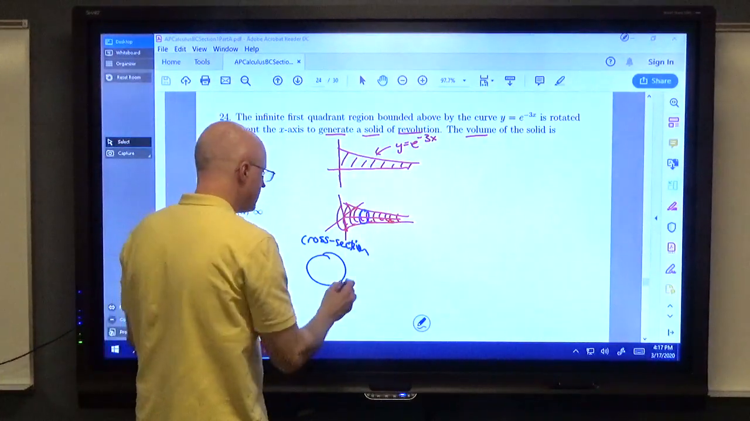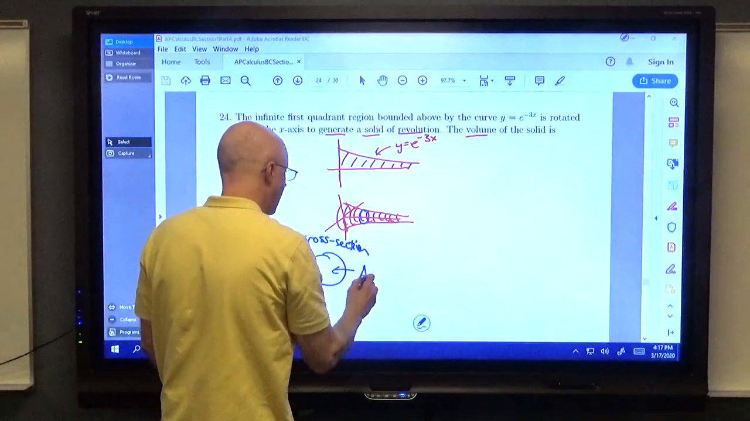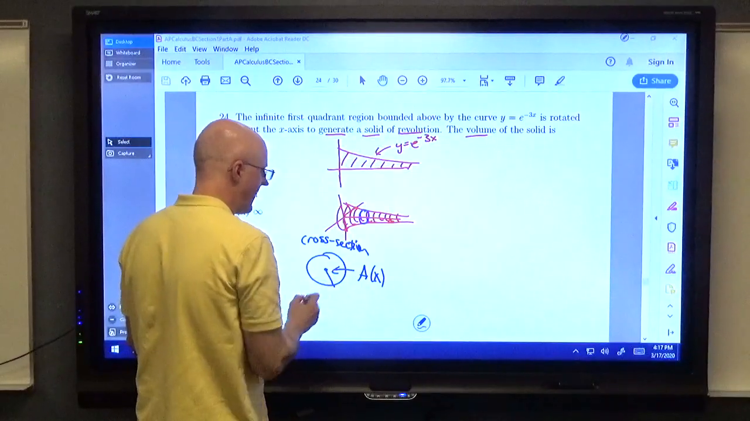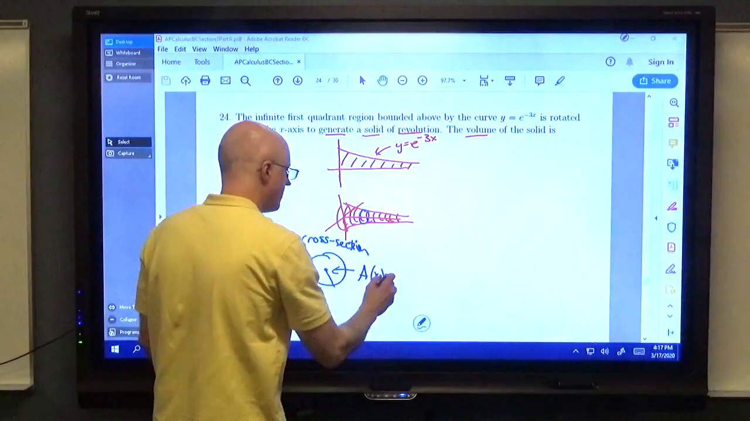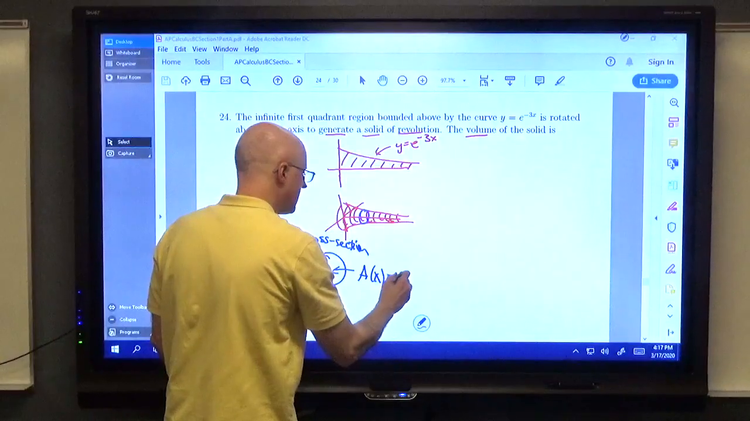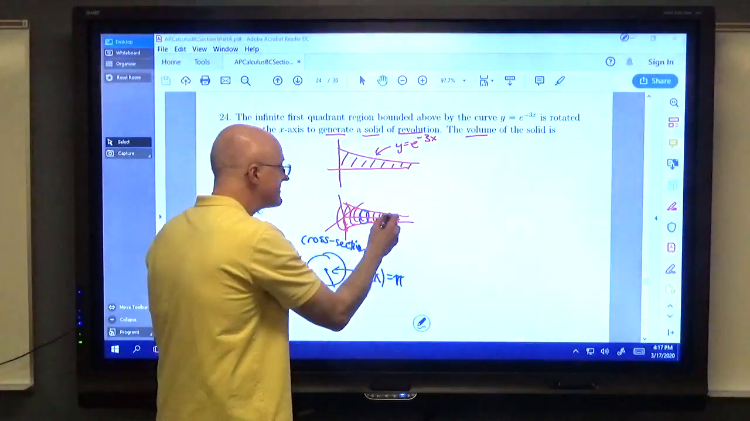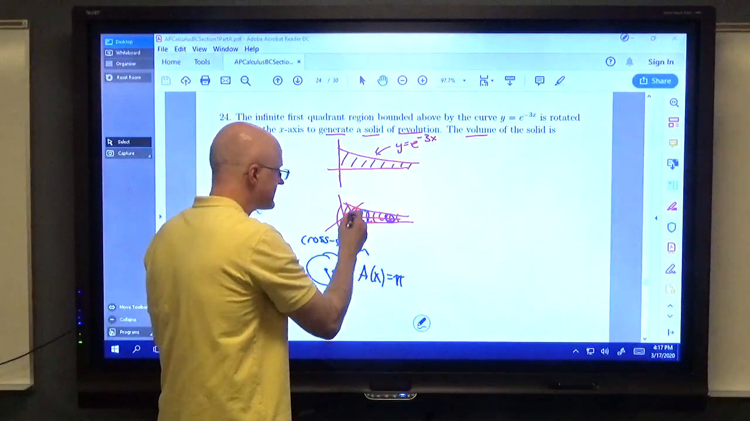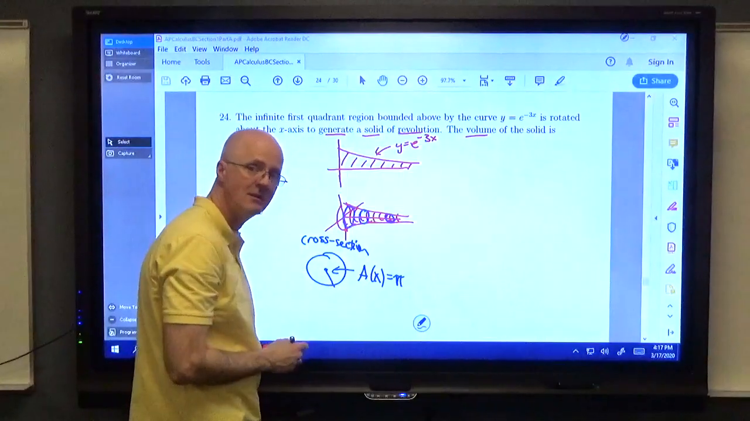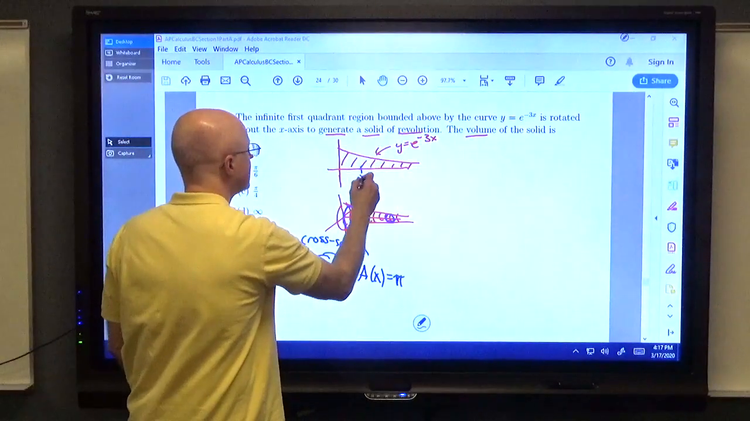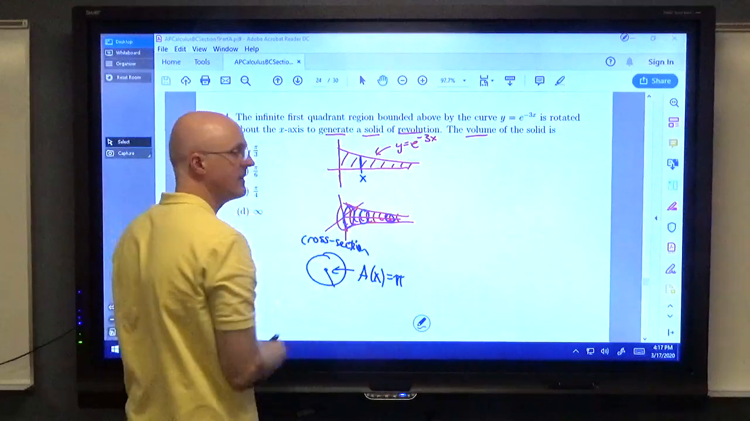The area function then, A of x, is going to come from the formula pi r squared. Pi times the radius squared. But what's the radius? The radius varies. It depends on what x is. It's smaller as x gets bigger. It's large when x is small. The radius for a given x is this distance right there.